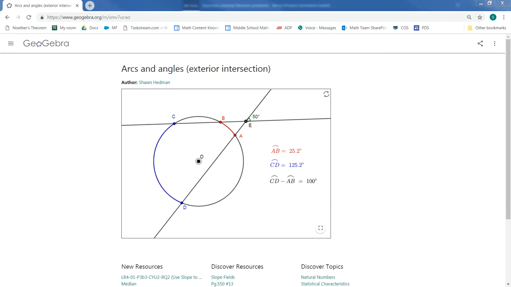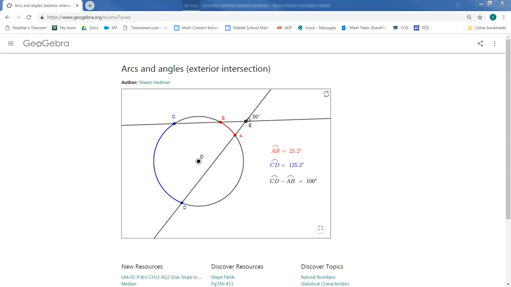In this video, we are going to look at some theorems and work through three problems involving arcs of a circle formed by two intersecting lines where those lines intersect at a point outside of the circle. In the diagram we're looking at, the two lines meet at point E at an angle of 50 degrees. And these two lines subtend two different arcs of the circle. On the far side from E, we have the larger arc CD, and the closer and smaller arc is AB, and we can see the measure of each of those, and notice that the measure of CD happens to be exactly 100 degrees larger than AB.